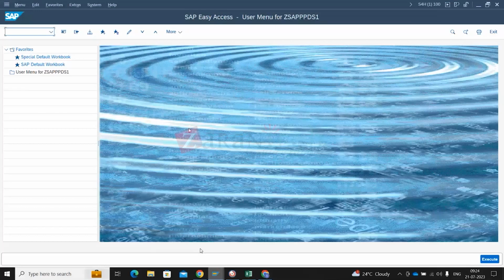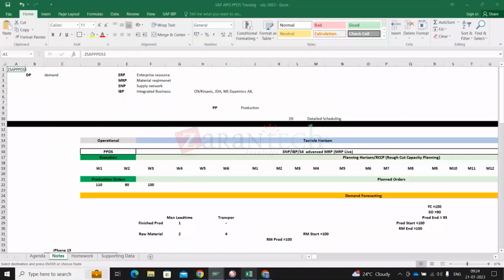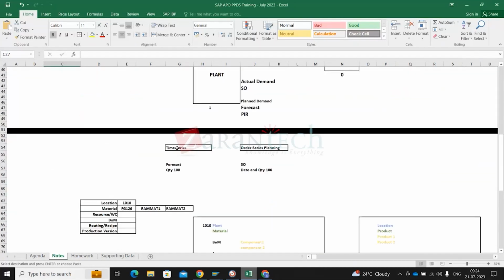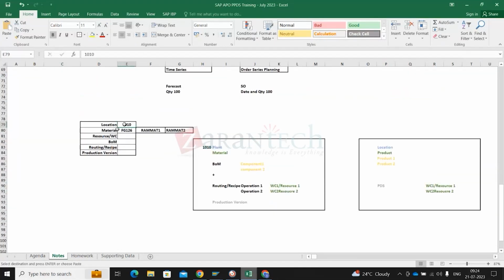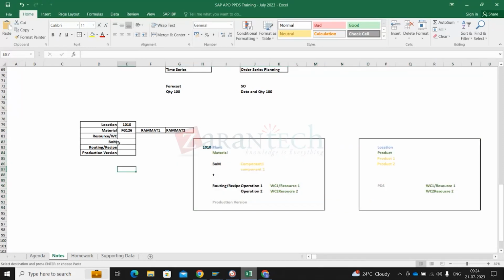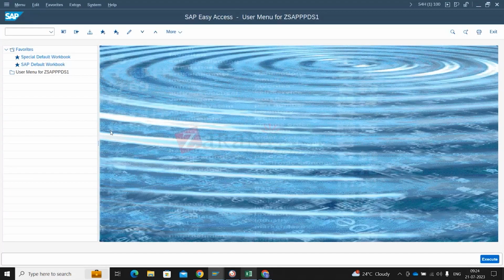Okay, so where did we stop yesterday? I especially stopped at this place, correct? So I've selected a location and a material. I created two raw materials against it, right? Now today's deal would be to create resources, BOM, recipe, and production version, so that I can immediately get into the required master data within PPDS. But before that, I was here in the material trying to explain some of the important concepts or attributes on the material.